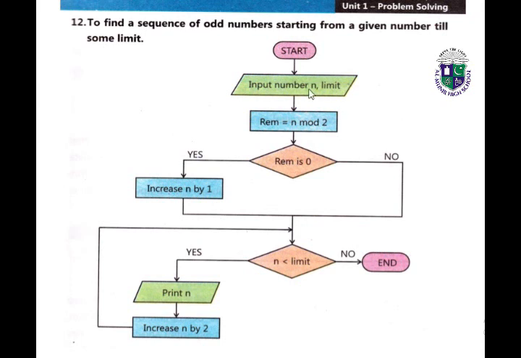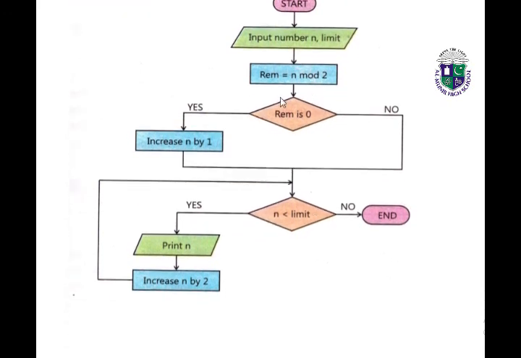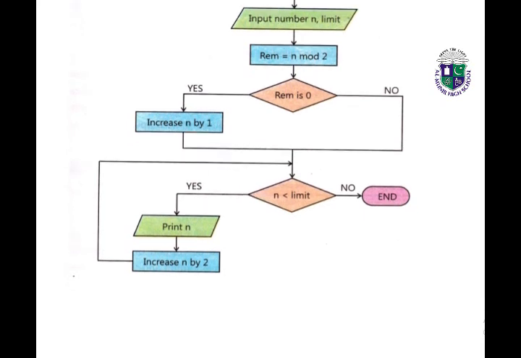So here, from here we will start our flow chart, then we will input, then here we have the processing symbol to process, here we have the decision making symbols. So in this way we can make a simple and clear flowchart to find the sequence of all the odd numbers.